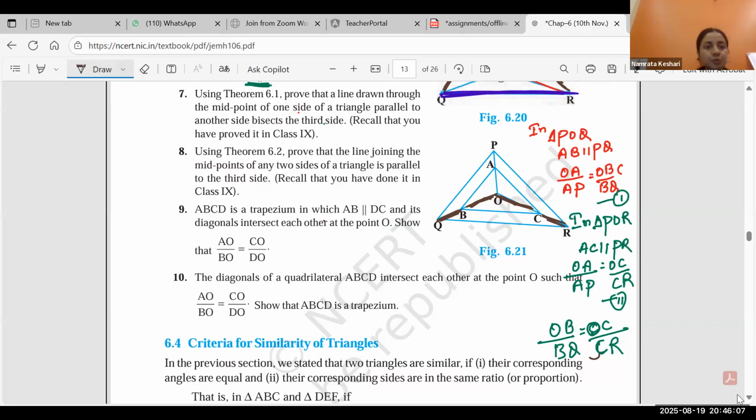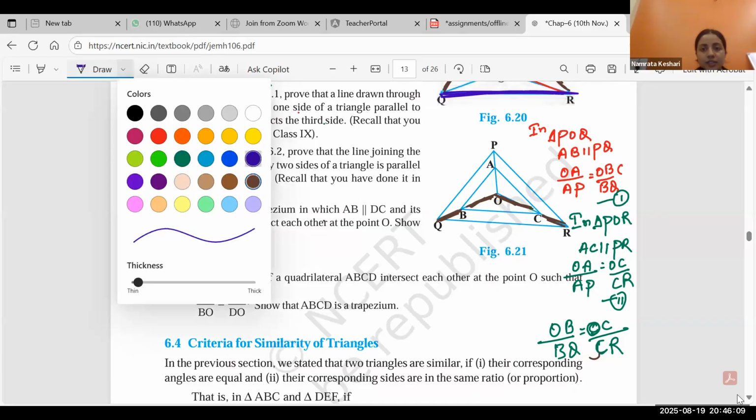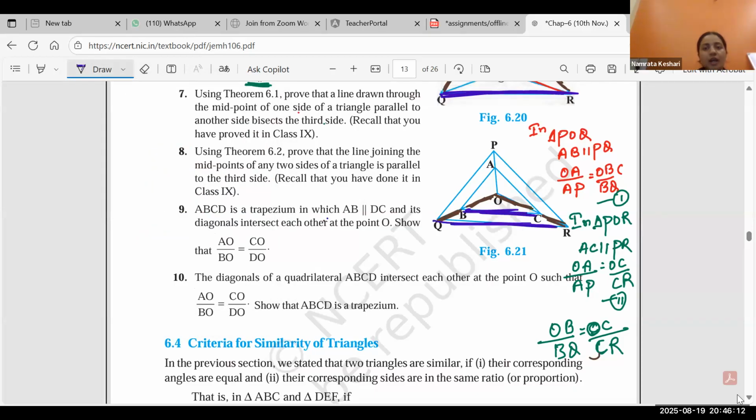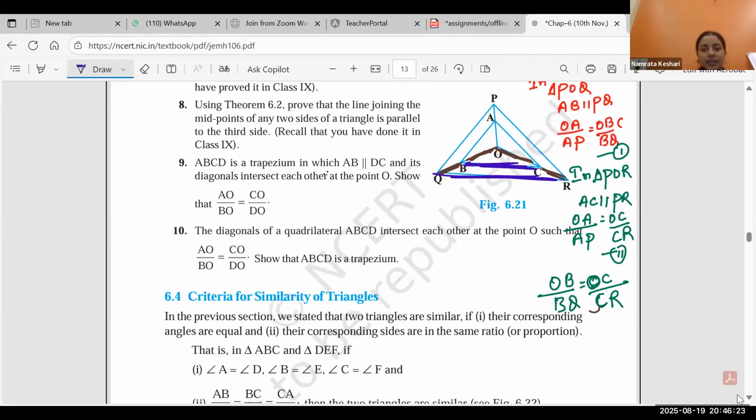And what are you supposed to prove? That this is parallel to this one. So can't we say that by the converse of the basic proportionality theorem, it will be parallel? If the ratio is the same, then parallel. Yes or no? Yes, ma'am. We will say that in triangle OQR, this ratio is the same. We will copy the ratio over here, and then say therefore BC is parallel to QR. In brackets we write, by converse of basic proportionality theorem. Clear?